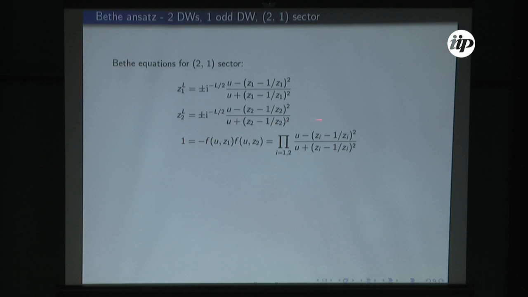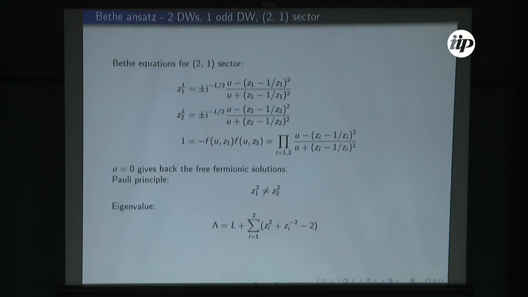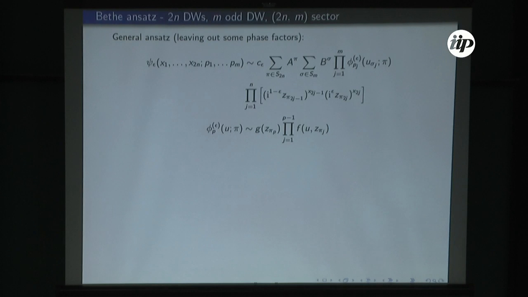And on the nested level, you will have this Bethe equation. Yes, and here the product runs over the z's. We still have the Pauli principle. It's worth mentioning that if you plug in u equals 0, then you will get back the free fermionic solutions. And there are fermionic solutions also here. The eigenvalue has the same form.